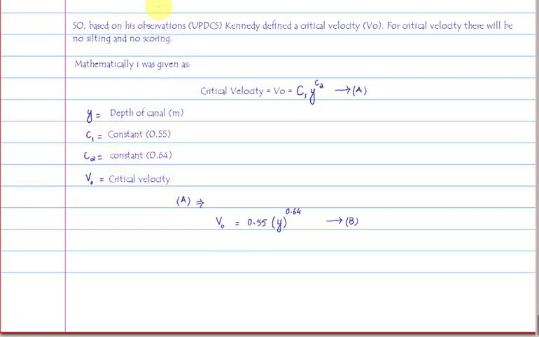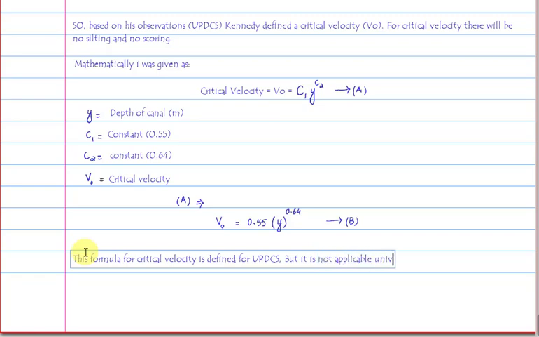But the problem is that this formula for critical velocity is defined for the upper Bari Doab canal system, right, because he studied on this canal system only. But it is not applicable universally for all canal systems. Got it?